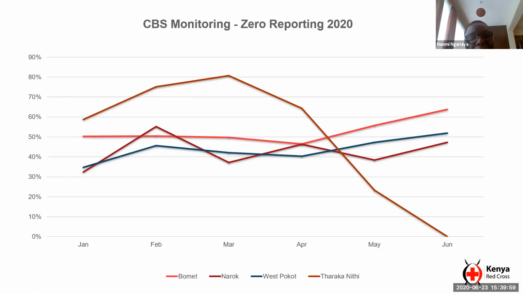Like in the recent past, we realized one of the counties had a challenge because the system was not working, but we have worked and improved on the system, and the volunteers are now able to send the alerts.